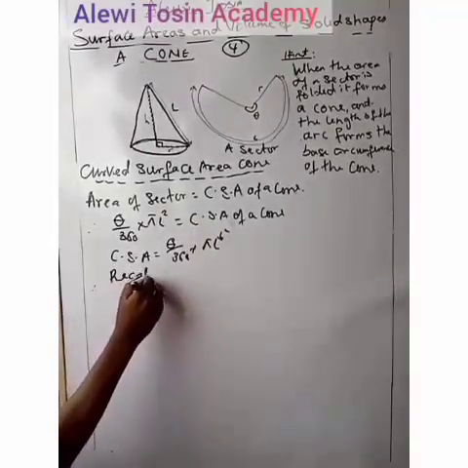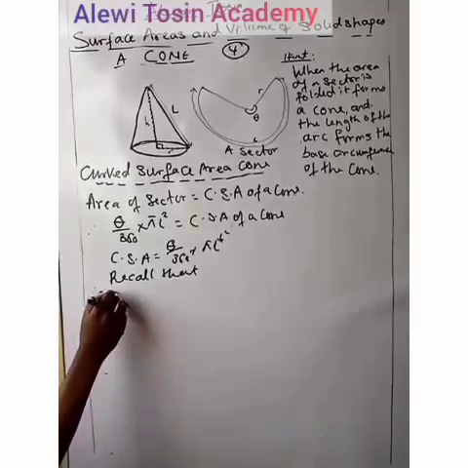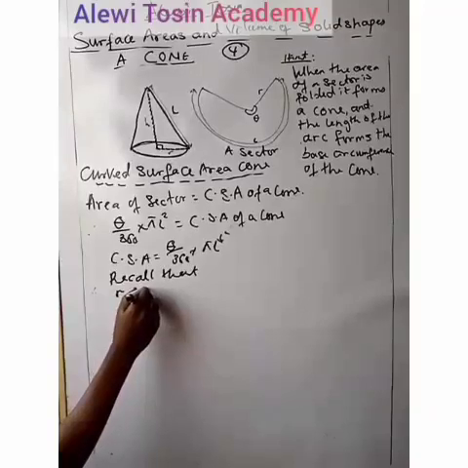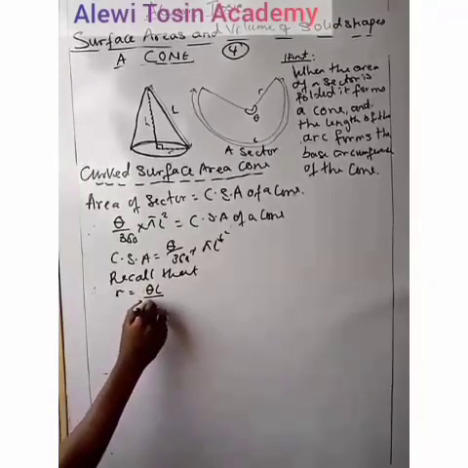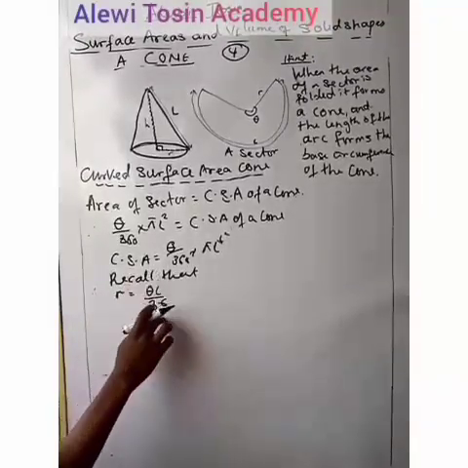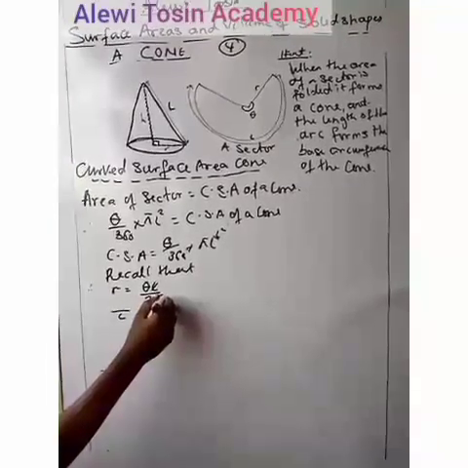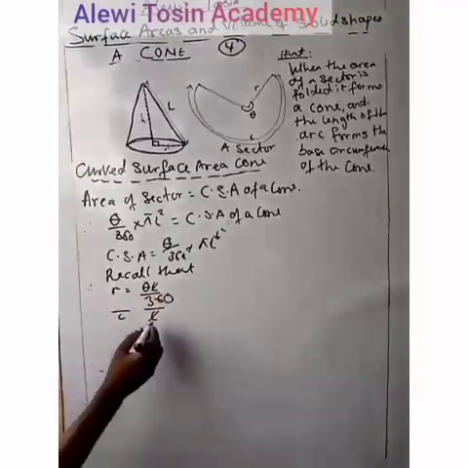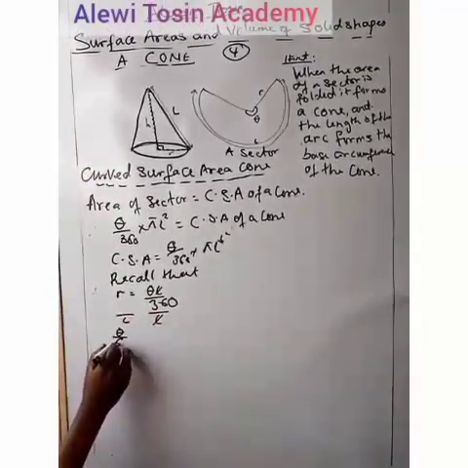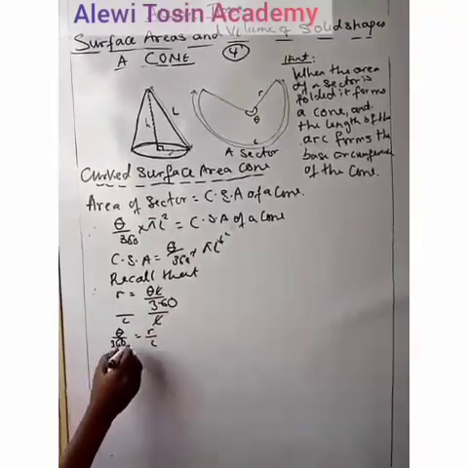Now, if you recall that we said our radius, that's the base radius of a cone, is given as theta L over 360. So from this now, we make theta over 360 the subject of the formula. Divide by L, L cancels L. So we can say that theta over 360 is equal to R over L.